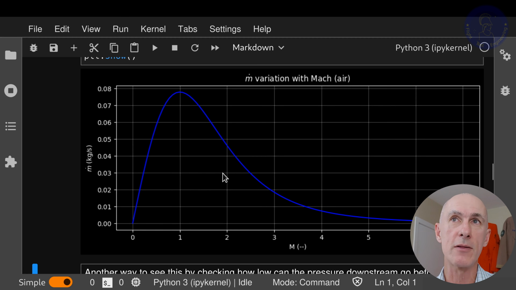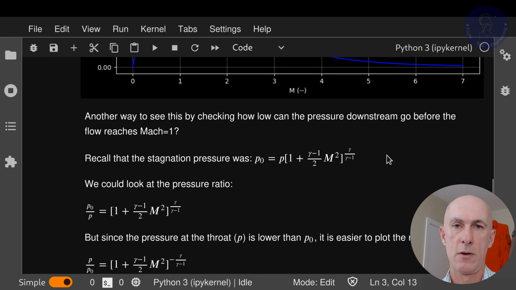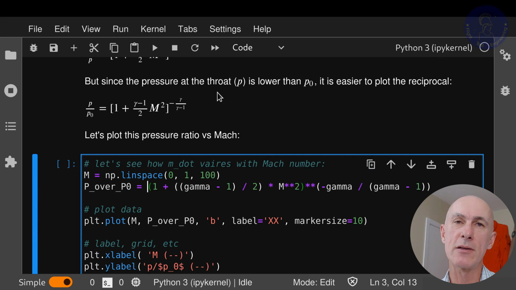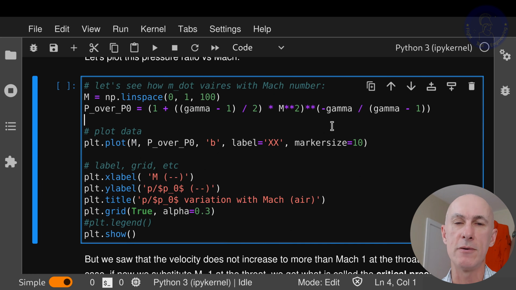Another way to look at this is by looking at the pressure ratio. So let's have a look. Another way to see this is by checking how low can the pressure downstream go before the flow reaches Mach 1. Recall that the stagnation pressure is given by this expression here, and we could look at the pressure ratio then, P0 over P, like so. But since the pressure at the throat is going to be lower than P0, it's easier to plot the reciprocal, meaning P over P0. So let's plot this pressure ratio versus Mach number here.